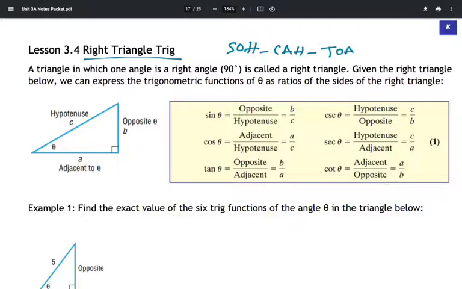All right, so sine is the opposite over hypotenuse, cosine is the adjacent over hypotenuse, tangent is opposite over adjacent. Cosecant is the reciprocal of sine, so it's hypotenuse over opposite. Secant is the reciprocal of cosine, so it's hypotenuse over adjacent. And cotangent is the reciprocal of tangent, so adjacent over opposite. So let's do some examples.